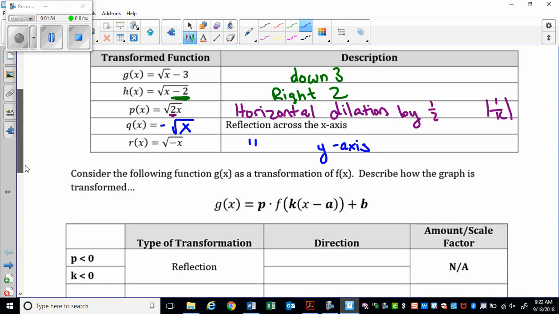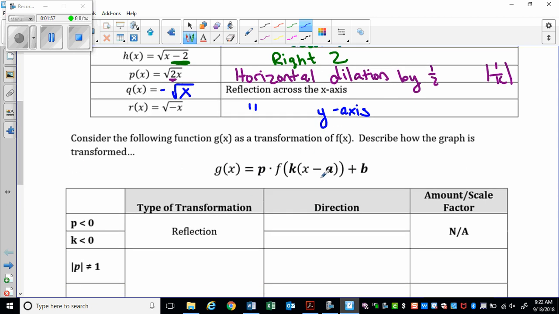Consider your following function. We're just going to look at how these values transform our original function. When our p is less than 0, this is going to be a reflection, and our p-value is going to be the vertical over the x-axis. And so if there's like a negative on the outside, that flips it across the x-axis. Our k is going to be the horizontal, and that's over the y-axis.